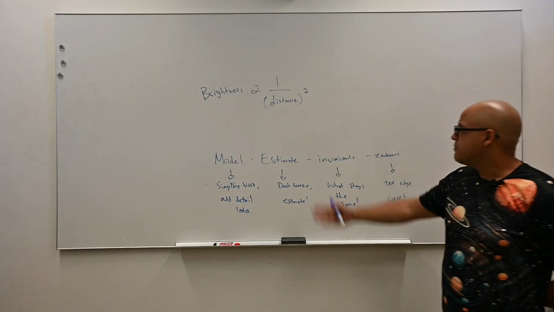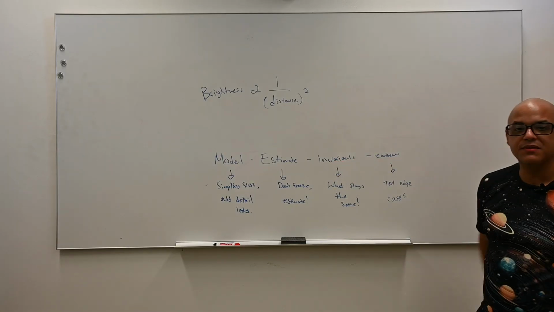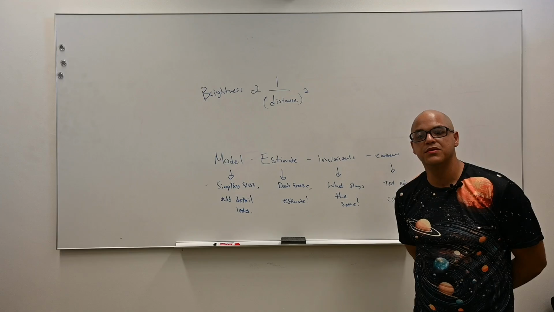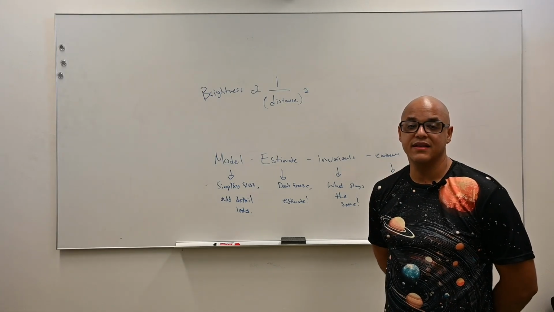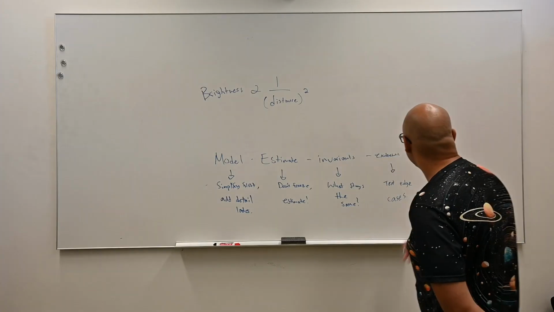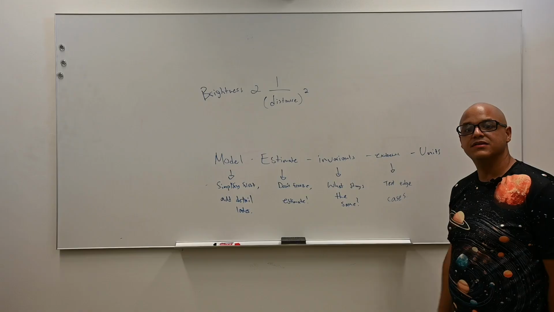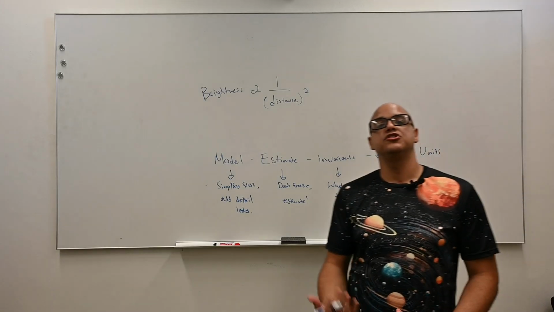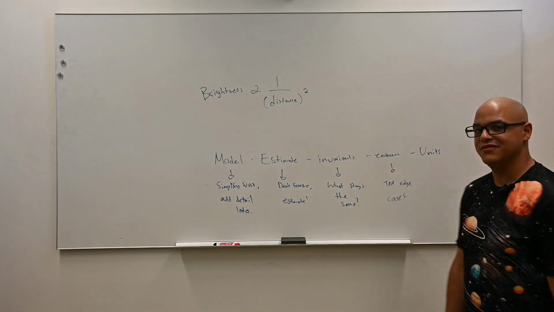So hopefully model, estimate, invariance, and extremes can help you understand a little bit more, right? Now the last thing here I could say is, how about units? Right, so units let dimensions check your logic. Units are the spell check of physics.